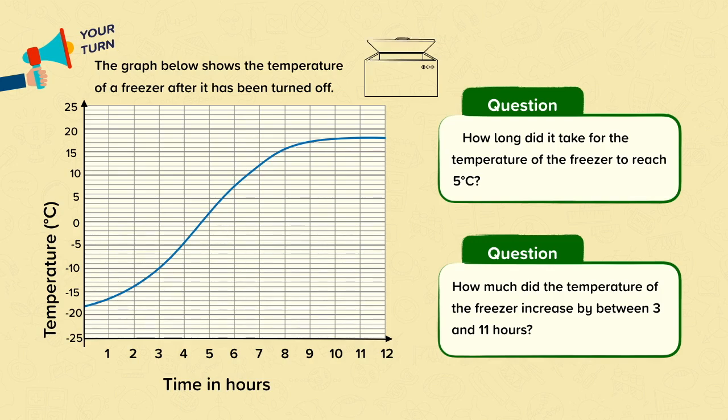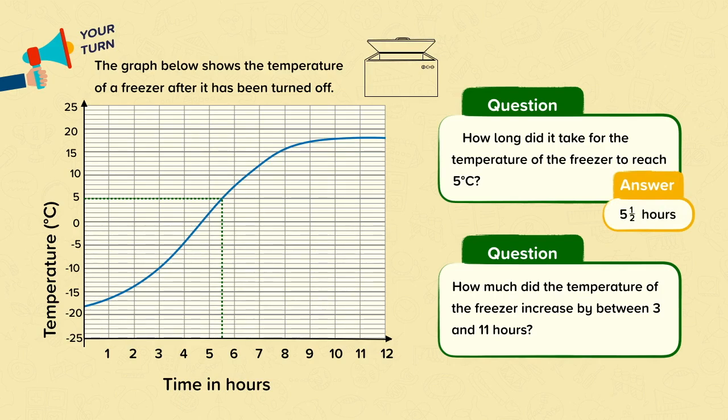Let's go through the answers. So the graph shows the temperature of the freezer warming up. To find how long it took for the temperature to reach 5 degrees C, you should have found 5 degrees C on the y-axis, followed it across to the line, and then down to the x-axis. Well done if you got the answer 5.5 hours.